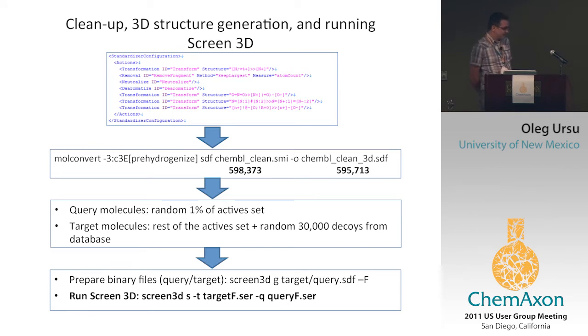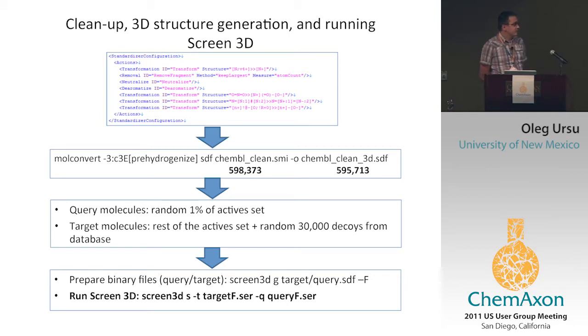Then I selected from each data set 1% of the molecules to be used as queries. And the rest of the molecules from each data set were used as targets, and I added 30,000 compounds on top of those as decoys from the database to make it more interesting.